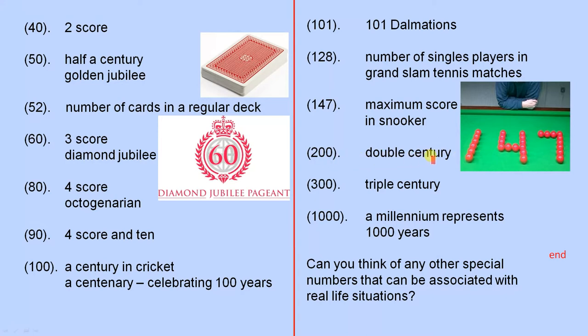200, that's referred to as a double century. 300 refers to as a triple century. And 1,000, a millennium represents 1,000 years.